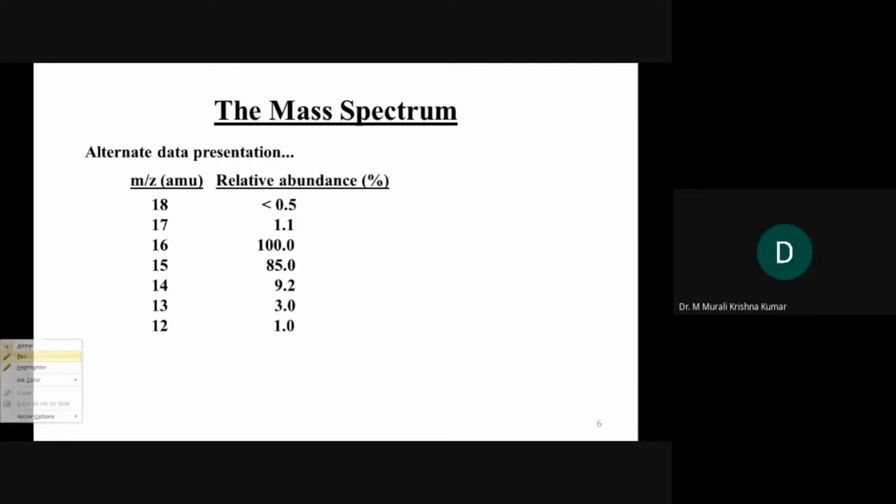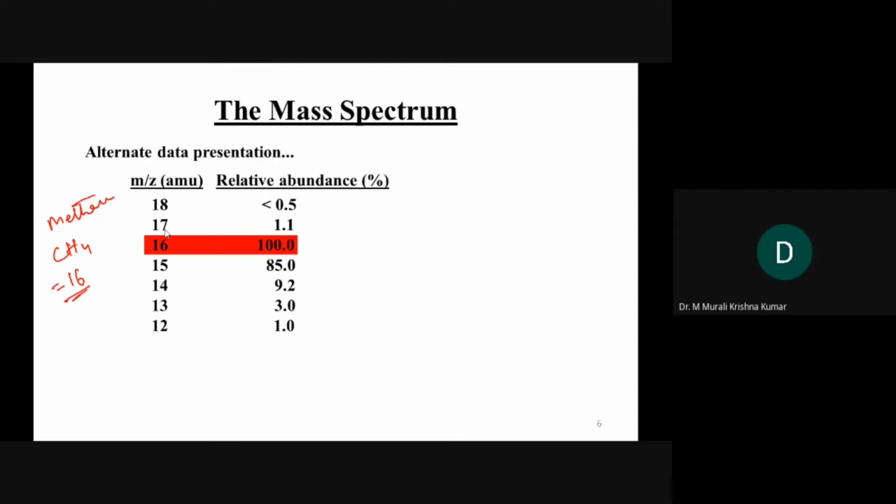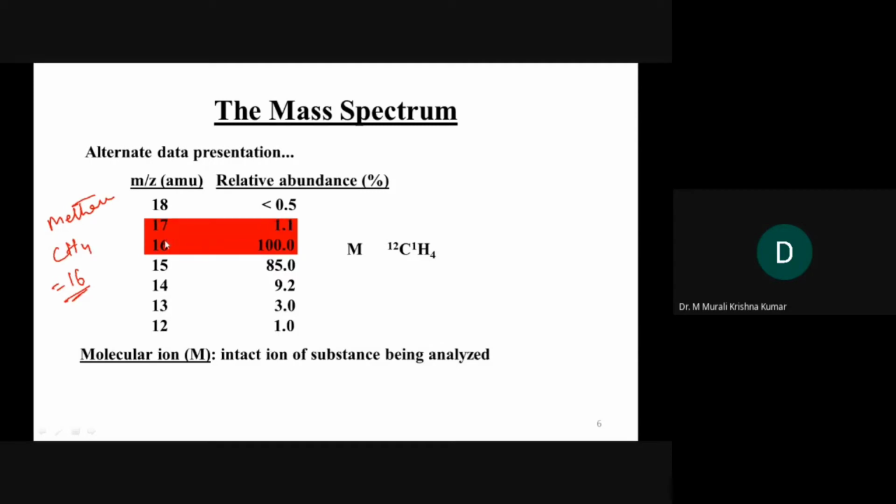Let's say this is the mass data we got for methane. Methane is CH4, so molecular weight is 16. So we are supposed to have this as the molecular weight. Yes, the molecular ion has come. So 12C 1H4, the molecular ion is there and it is matching. Yes.